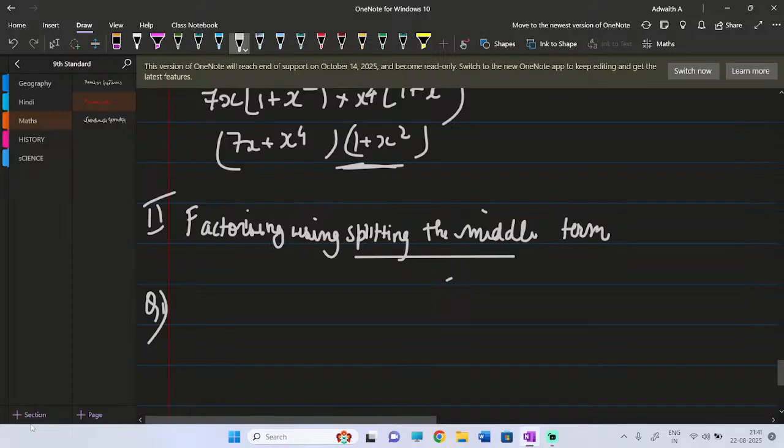Middle term splitting everyone knows, I think. You have to find product and sum. Term splitting.